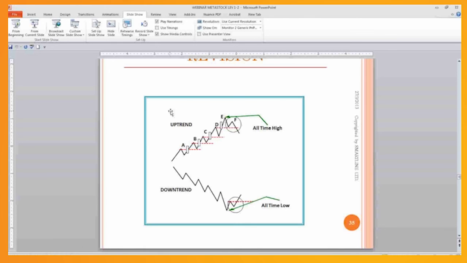Let's suppose that this is the 60 minutes. So it's smart to wait to see the failure swing on the 60 minutes to go on the 10 minutes and take the first failure swing on the 10 minutes that is almost at the E, right? And then you add on this time frame.